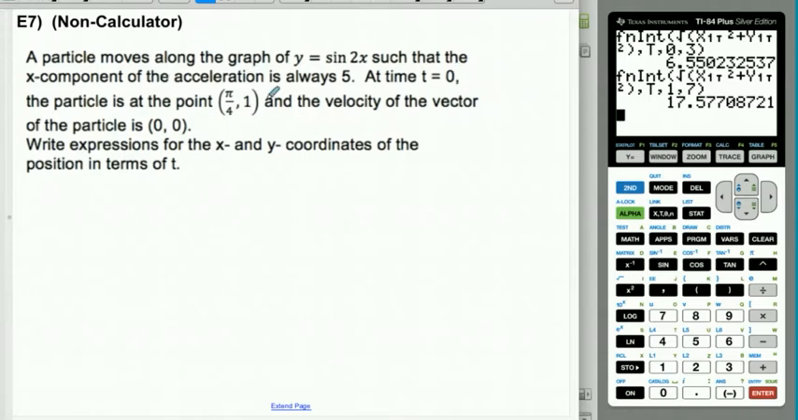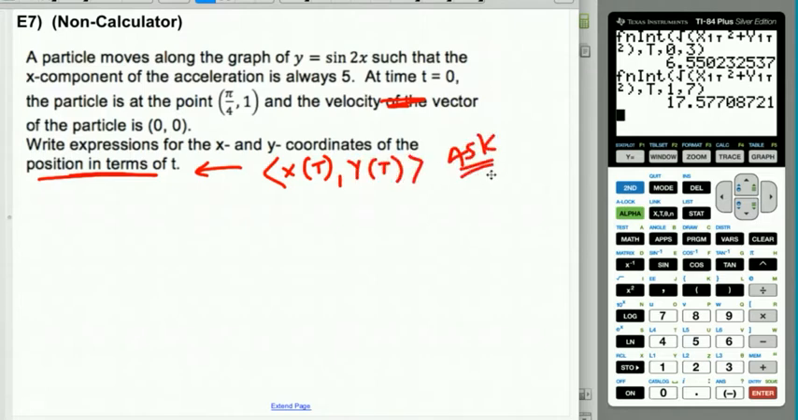All right, a particle moves along the graph of y equals sine 2x in such a way that the x component of the acceleration is always 5. At time t equals 0, the particle is at point pi over 4 comma 1, and the velocity vector of the particle is 0, 0. Okay. Write an expression for the x and y coordinates of the position at time t. So what I'm being asked to find, right? I'm being asked to find x of t, comma y of t. Right? That's the ask.